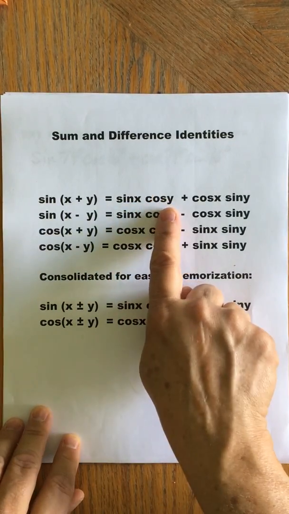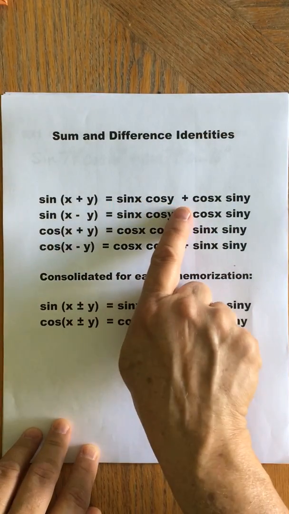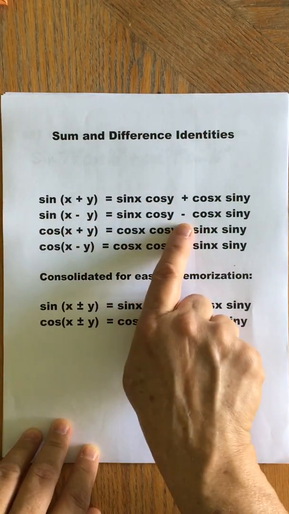Now I tend to memorize this in a more consolidated way because with sine you basically have sine of the first angle, cosine of the second, cosine of the first angle, sine of the second angle. And then if you start out with a plus, you end up with a plus. If you start out with a minus, you end up with a minus.